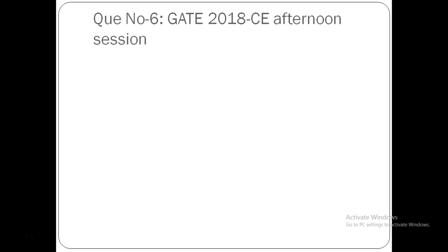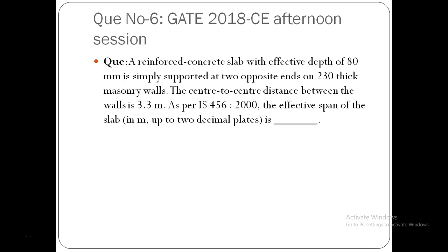So in this video, question number 6 of GATE 2018 of Civil Engineering afternoon session is discussed. The question is, a reinforced concrete slab with effective depth of 80 mm is simply supported at two opposite ends on 230 thick masonry wall. The center to center distance between the walls is 3.3 meter. As per the IS 456-2000, the effective span of the slab.